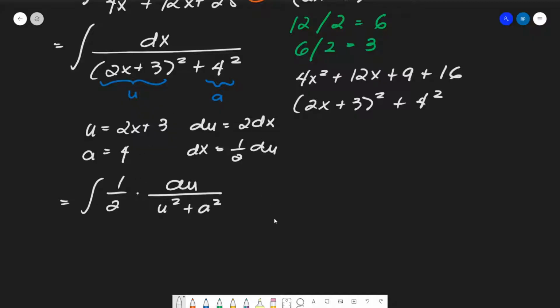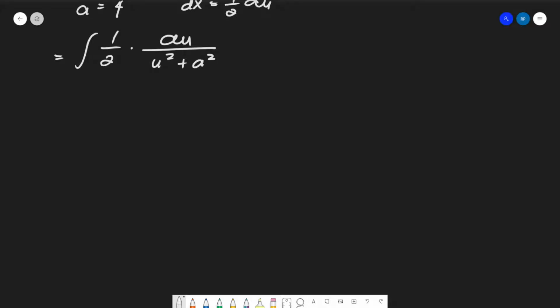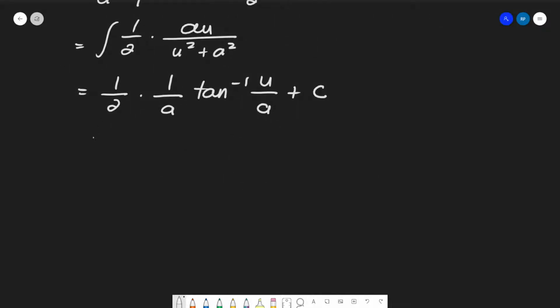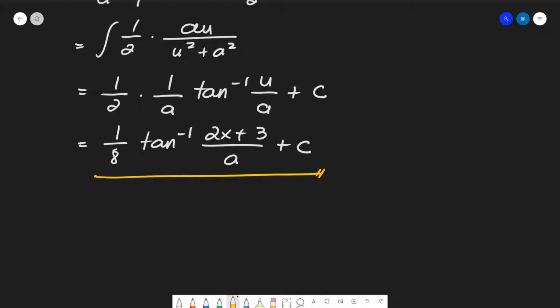Now, what is our standard formula for du over u squared plus a squared? So we have 1/2 times 1 over a, no? 1 over a arctangent of u over a plus c. So, what is our a? Of course, that is 4. Then, our u is 2x plus 3. So, 1/2 times 1/4, that is 1/8. Arctan of 2x plus 3 over 4 plus c. So, this is the answer. Okay?